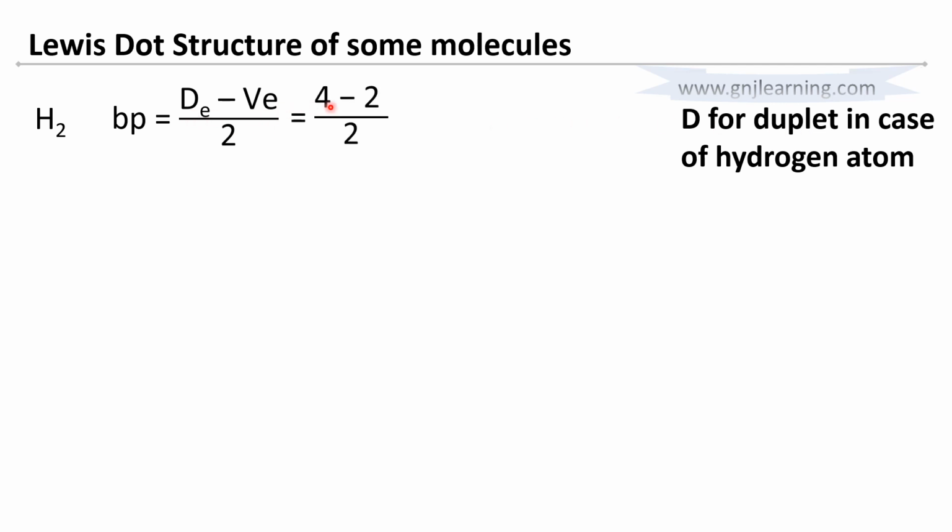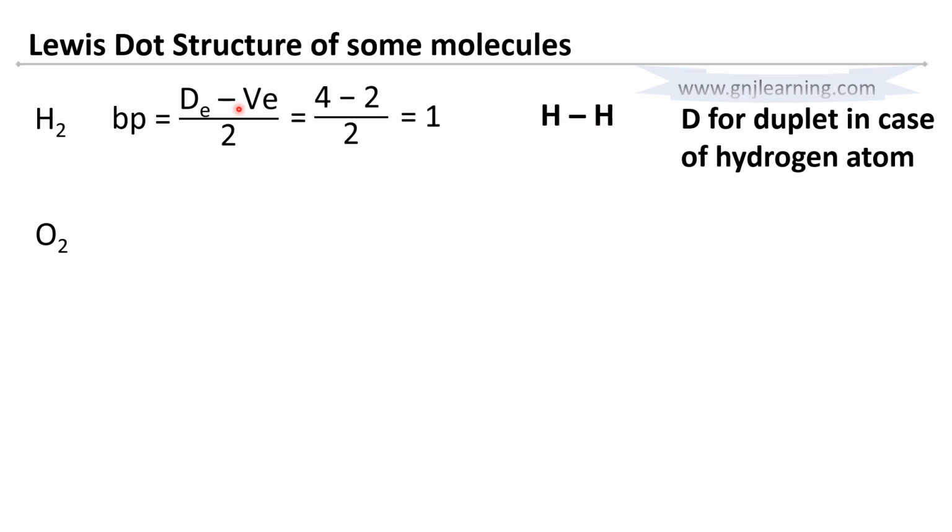So how did we get the value 4 here? Because for a doublet, each hydrogen requires 2 electrons. And for the available electrons, each hydrogen has only 1 electron, so 1 plus 1 gives 2. 2 plus 2 gives 4. So 4 minus 2, divided by 2, is the formula we learned in the last part. What will be the answer here? It will be 1, which means there is only one bond pair between the 2 hydrogen atoms. If I draw it, it will be hydrogen, single bond, hydrogen.